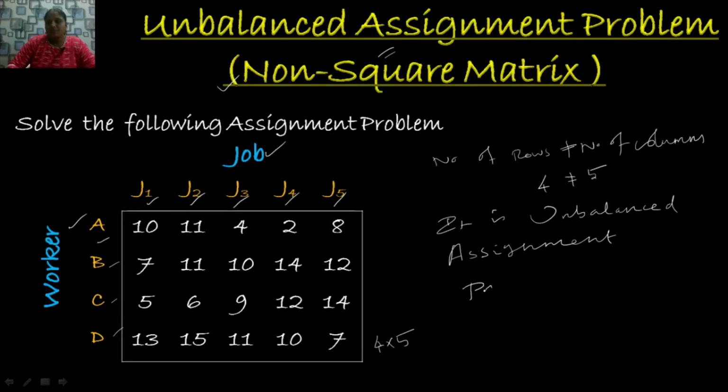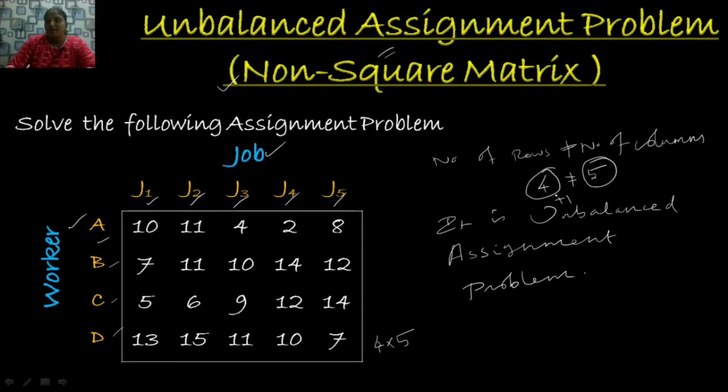If it is an unbalanced assignment problem, then we can't use the Hungarian method to find the optimum assignment schedule. So, for that, first we have to convert this unbalanced assignment problem to a balanced assignment problem. Since we have only 4 rows but 5 columns, we have to add one more row with 0 cost.